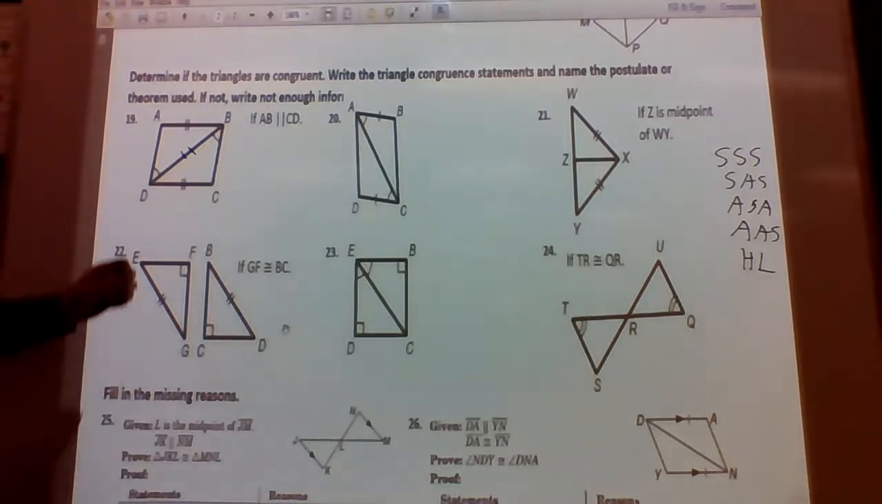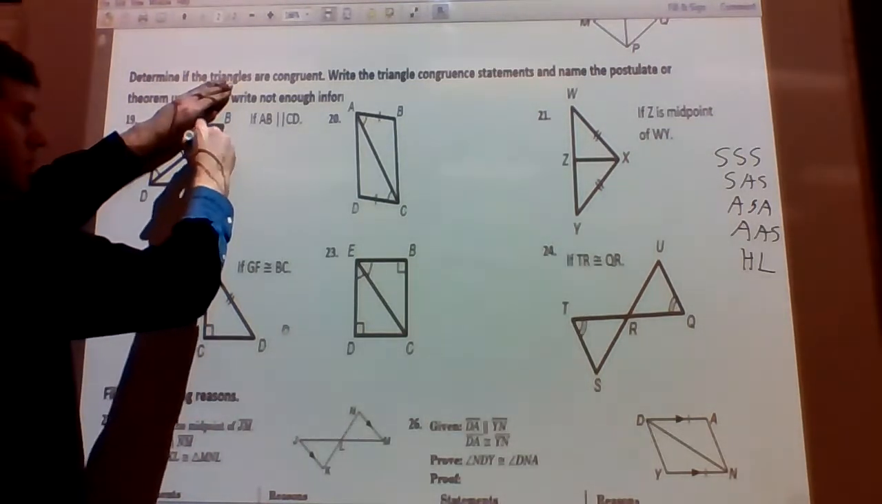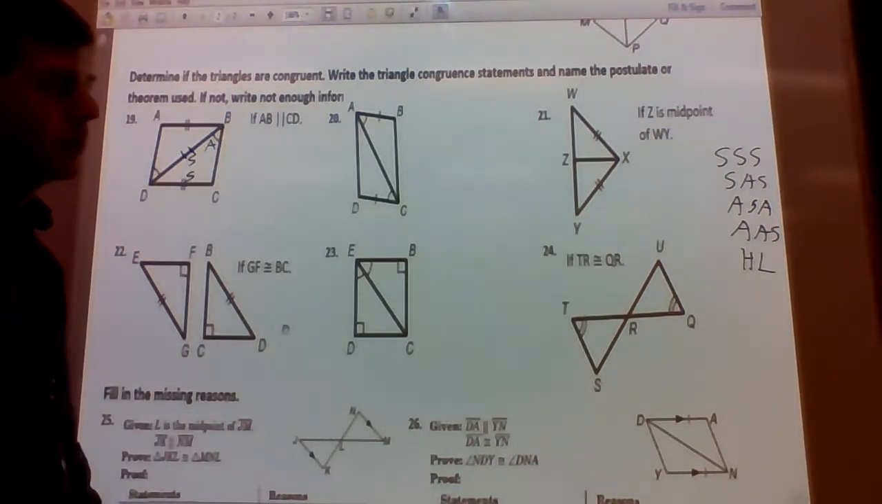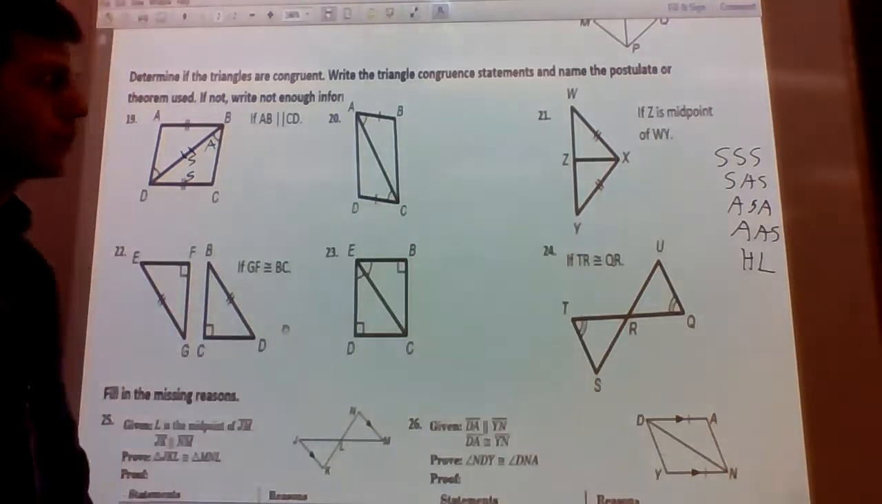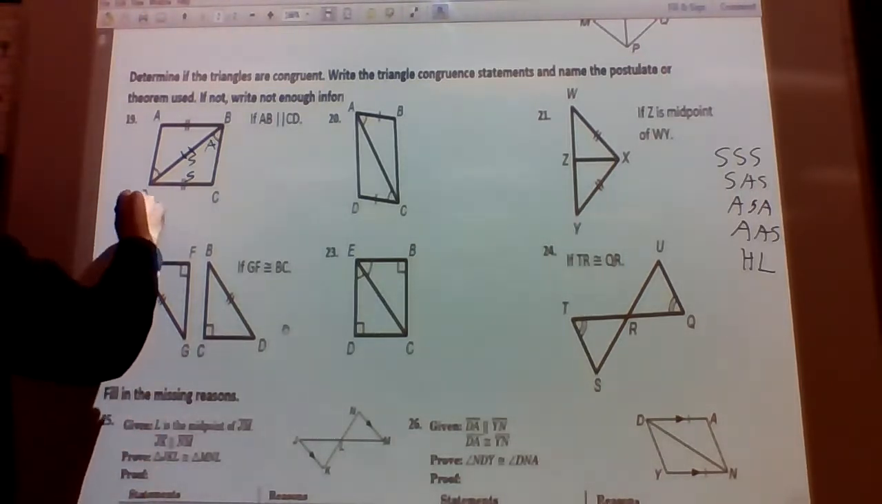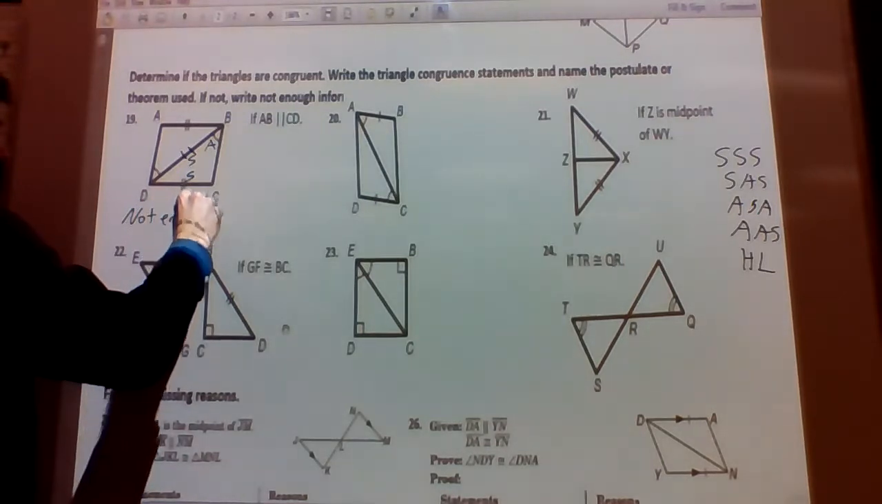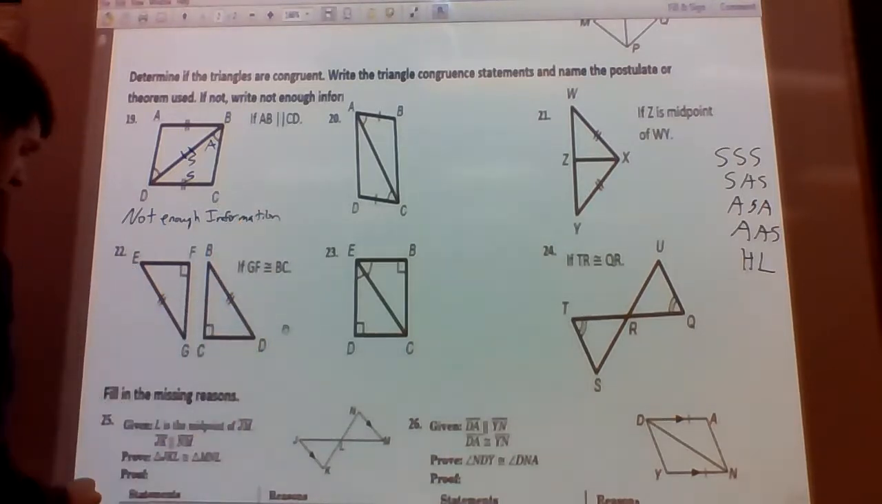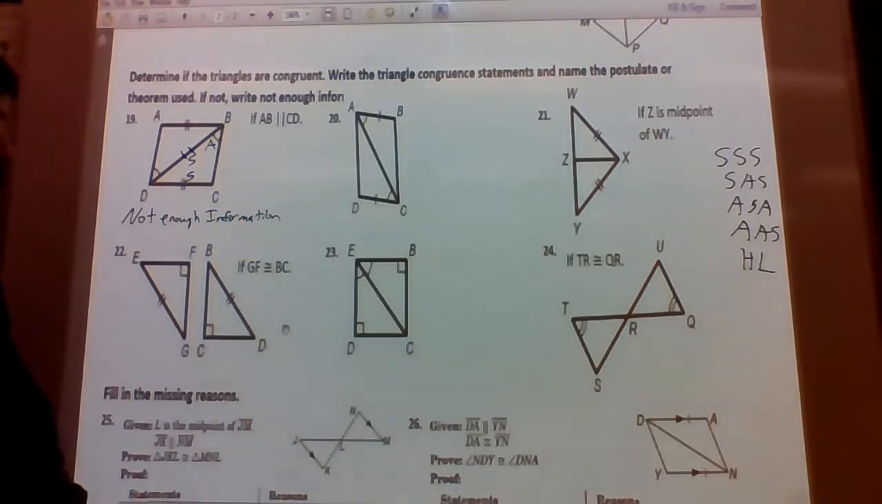So here, let's cover one up. We have angle, side, or side angle. Is side angle one of our 5 postulates that prove triangles are congruent? It is not. We don't have any right angles, so we can't use hypotenuse leg. So there's nothing else we can do here. There is not enough information. Okay, number 20.